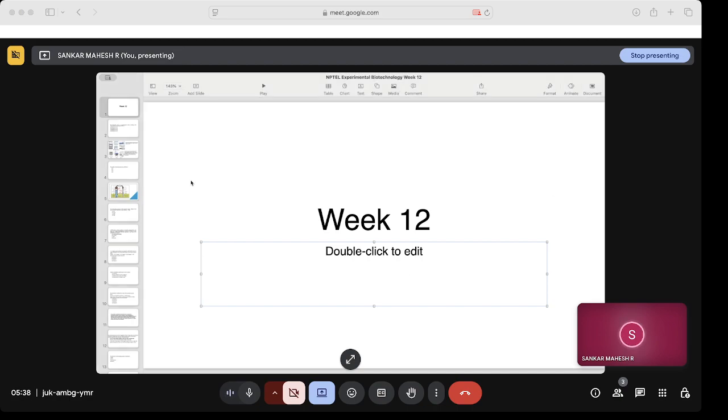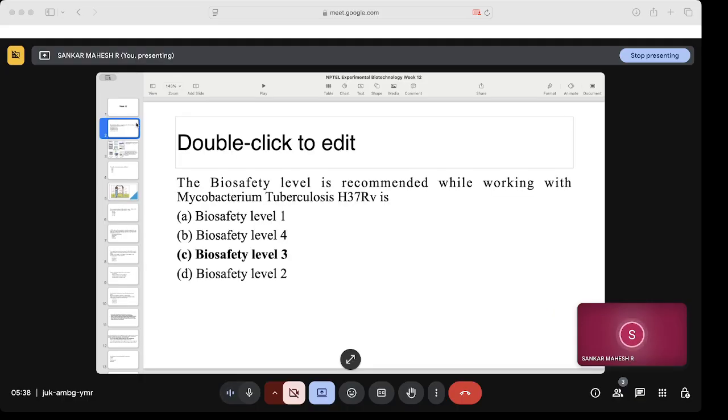So today we look at sample questions for week 12 of the NPTEL course Experimental Biotechnology. So the first question is: the biosafety level recommended while working with Mycobacterium tuberculosis H37Rv is dash. Option A, biosafety level 1; option B, biosafety level 4; option C, biosafety level 3; option D, biosafety level 2. You can take a couple of minutes to think about this and then you can answer this.